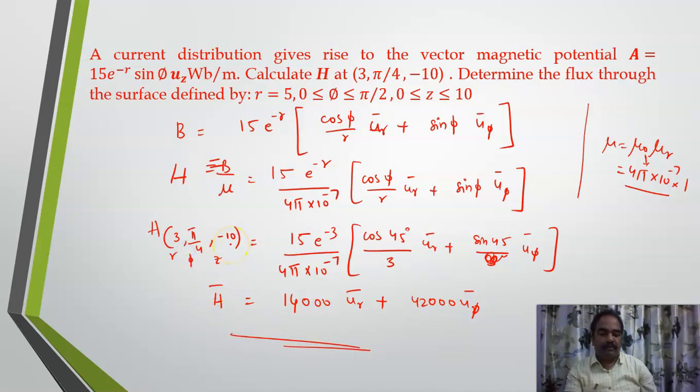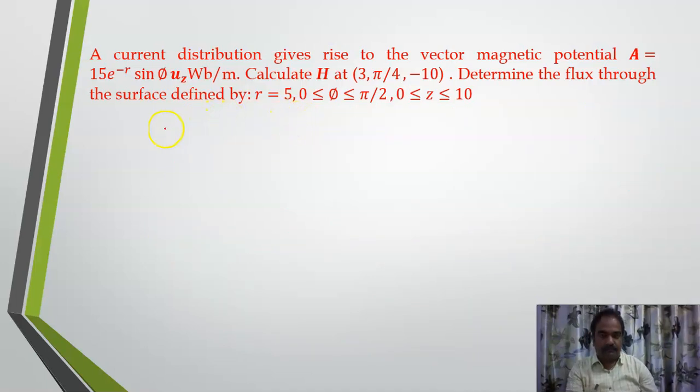The second thing is to determine the flux through the surface defined here. We have already obtained the B value. B is equal to 15 e to the power of minus r into cos phi by r ur plus sin phi u phi, isn't it?